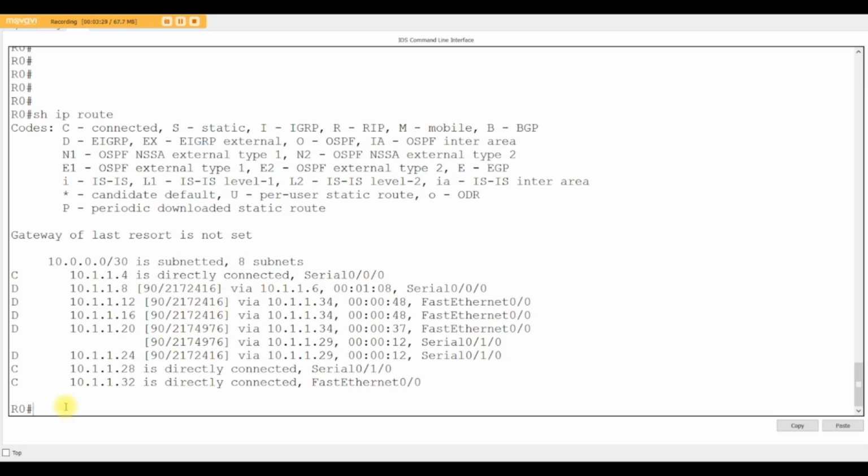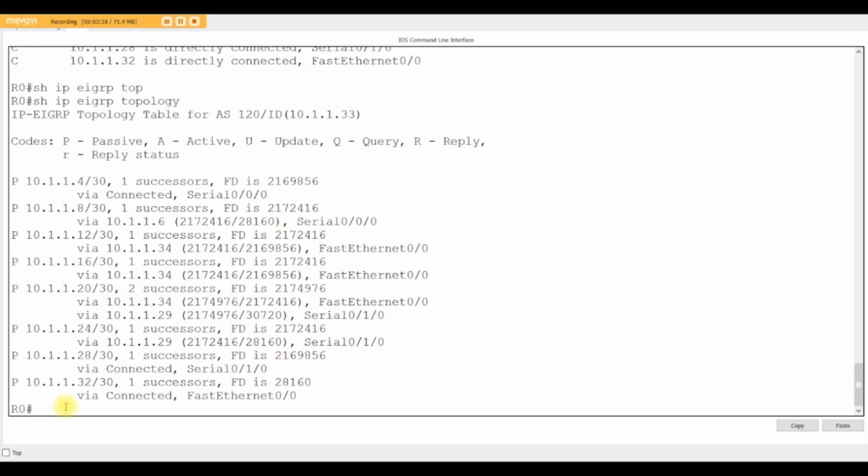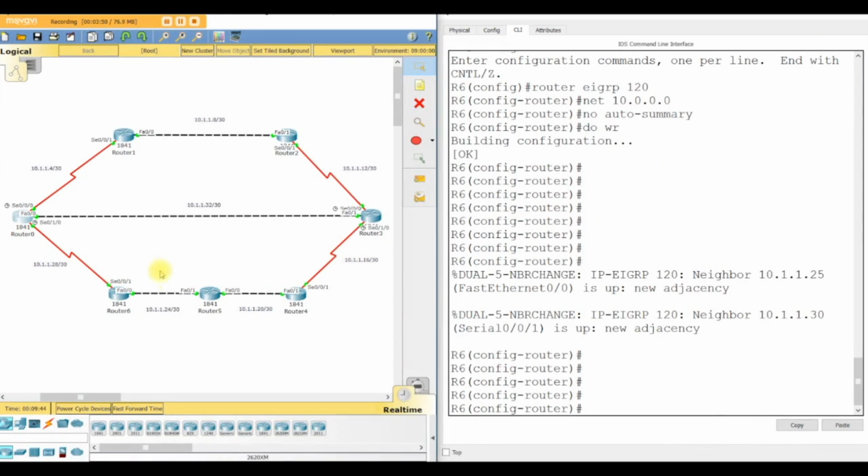But later in our course, we will be learning about, very important, show IP EIGRP topology. And we'll get into that once we get to that particular lab, what these numbers mean, and we'll learn how the actual protocol gets it. Okay? So that right there, ladies and gentlemen, is a basic configuration of EIGRP.